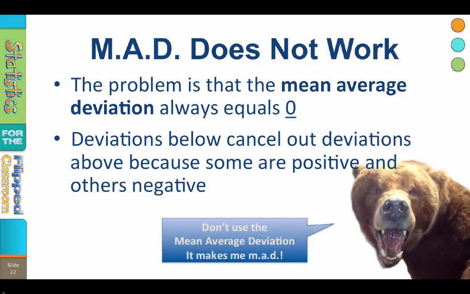Angry Stats Bear says, "Don't use the mean average deviation. It makes me mad." So what can we do instead? We need a way to make all of the negative deviations positive. I suppose we could use the absolute value and just declare that all of the negatives are now positive.